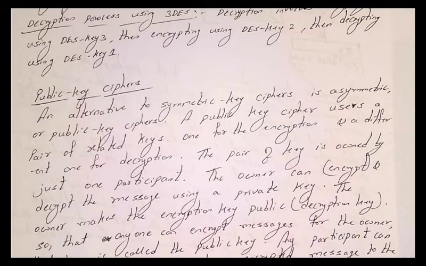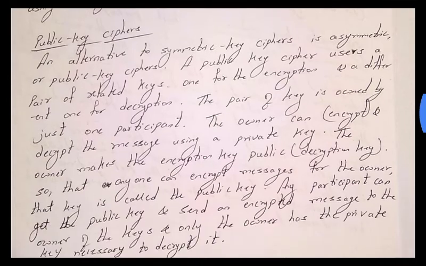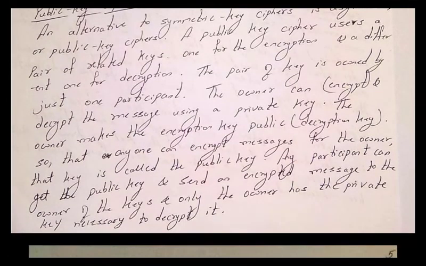The public key is used by the others, that is the recipients, who want to communicate with that particular person. They use the public key, and the private key is always with the owner. Is it clear? Now the pair of keys is owned by just one participant. The owner can encrypt and decrypt the message using the private key, and the owner makes the encryption key public. Owner makes the encryption key public.